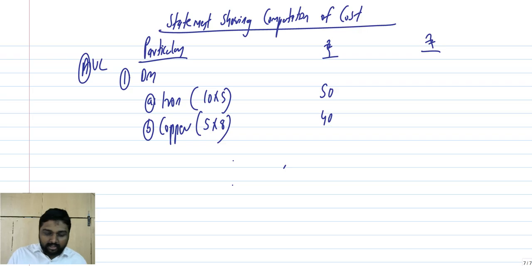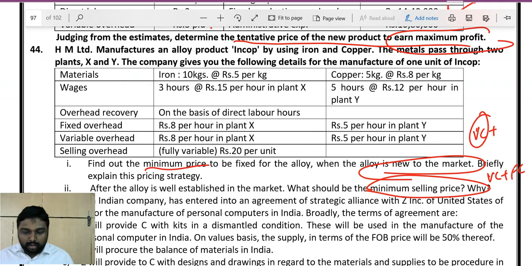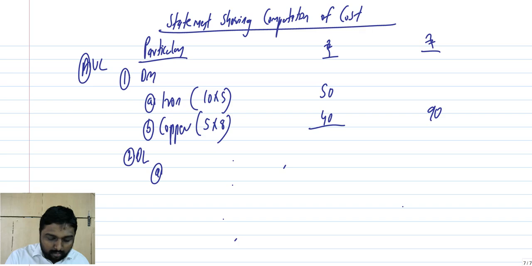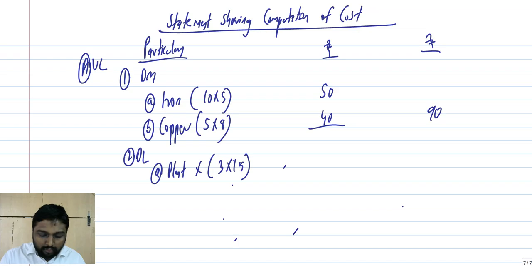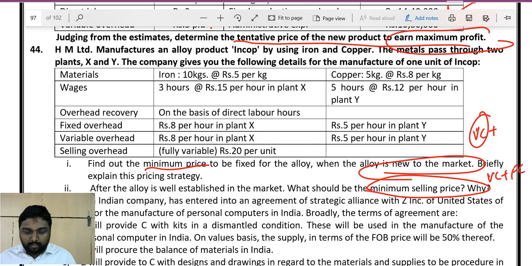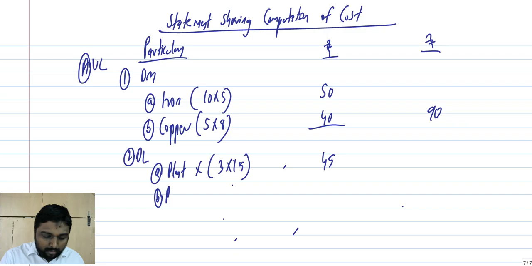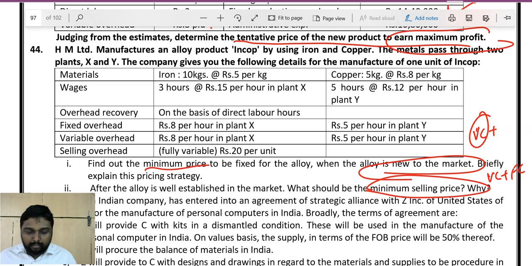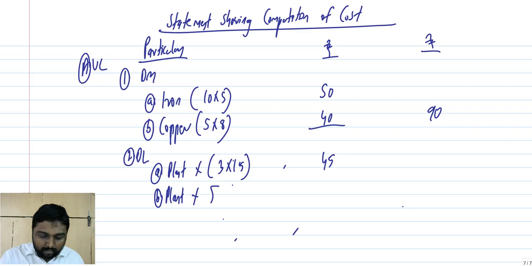Then wages. Plant X, 3 hours into 50. Plant Y, 5 hours into 12.